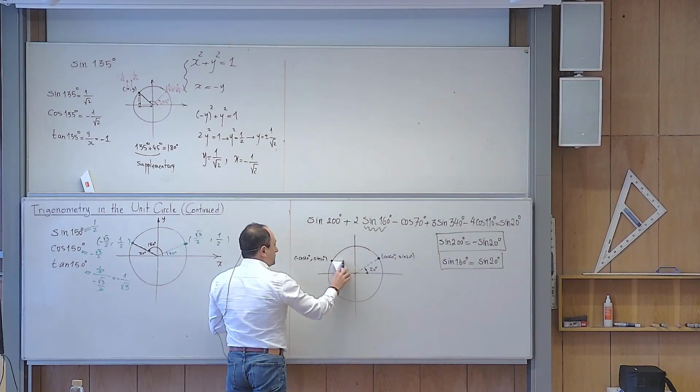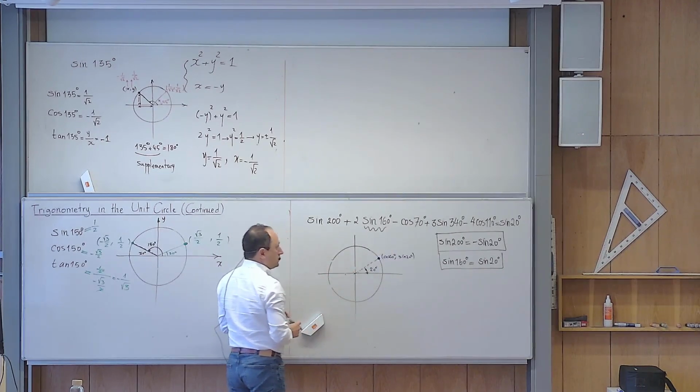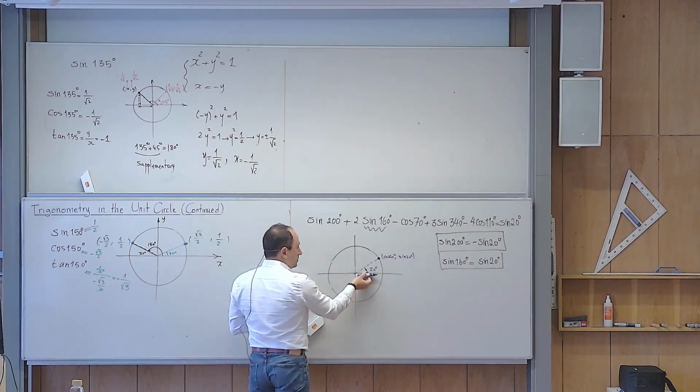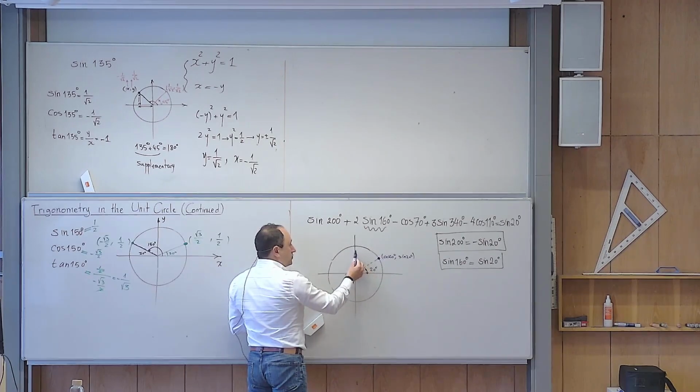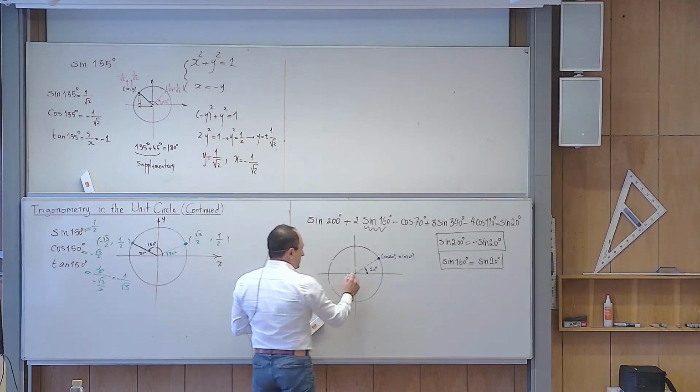So now I clean this one because I don't need it anymore. My strategy is still the same. So I will keep 20 degrees, but now I want to go to 70 degrees. So where is 70 degrees? I have to start from here. I have to stop before 90 degrees. How much before that? 20 degrees.